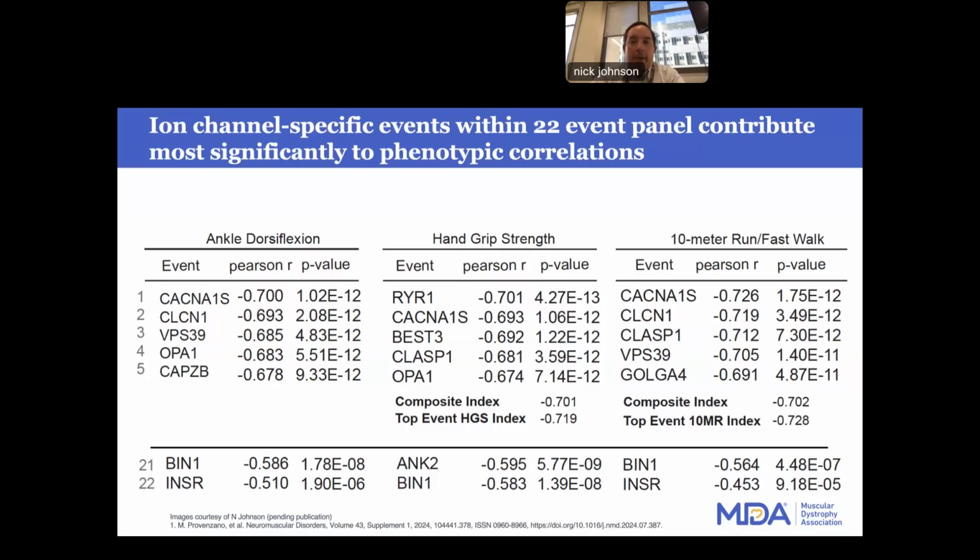If you were paying attention a few slides ago and you saw that the insulin receptor was not particularly sensitive, it's not surprising to you that this is really at the bottom of the correlation events across multiple different outcome measures.